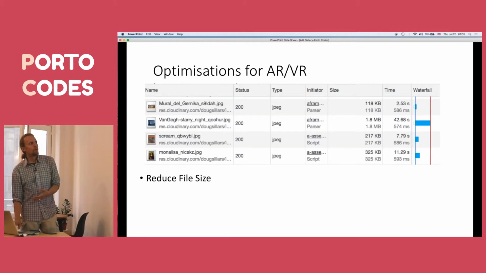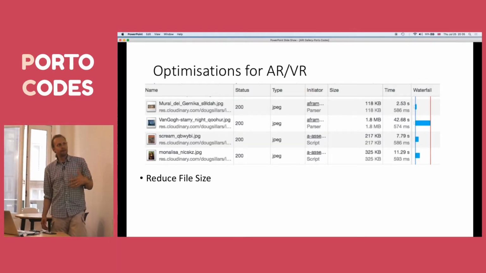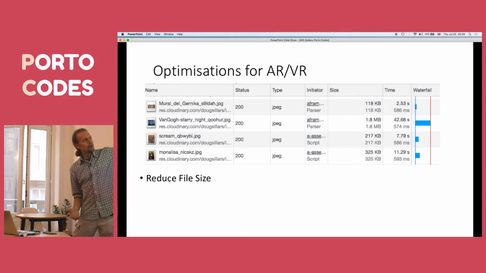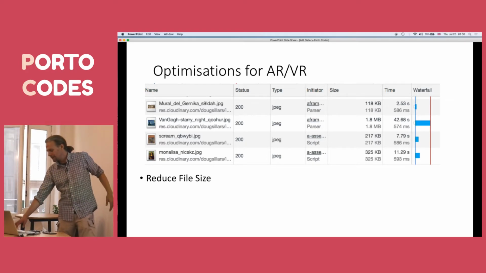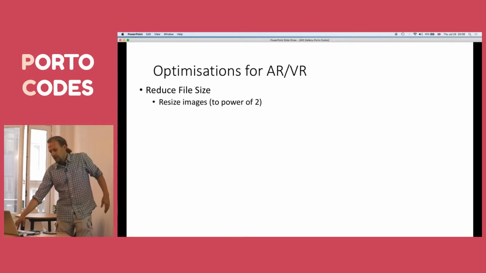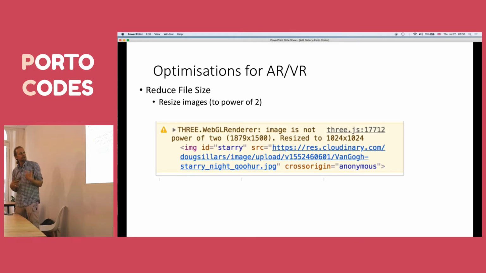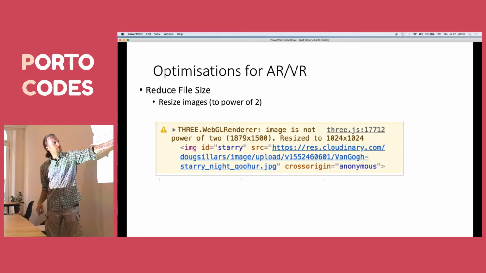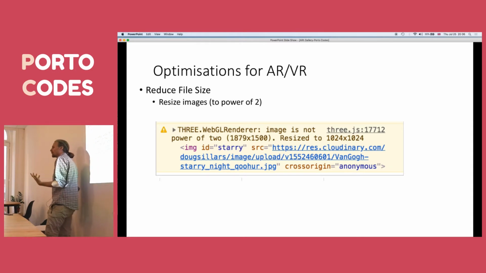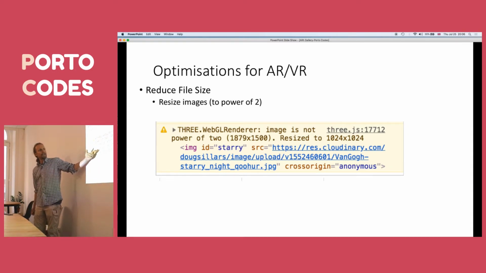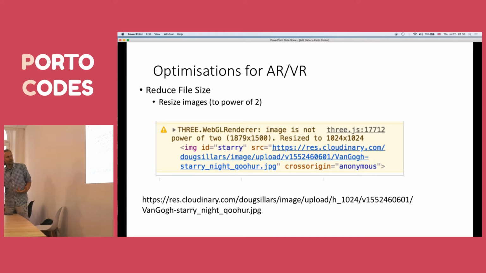All right, so what can we do to speed this stuff up? I give a talk on image performance. These images, if you actually look at Starry Night, it's 1.8 megabytes in Chrome DevTools. That's too big. One thing that's true when you're building with A-Frame, which is built on three.js, is that every single image has to have dimensions that are a power of 2. So in this case, it's downloading the image and then my phone is resizing it to 1024 by 1024. If I can do that on the server, it's going to be a lot faster than doing it on my phone. So the first thing I do is resize the image.